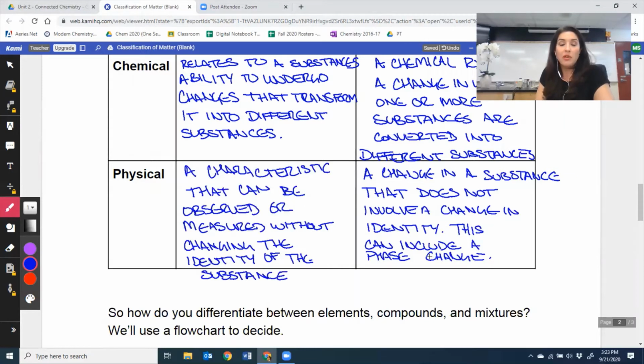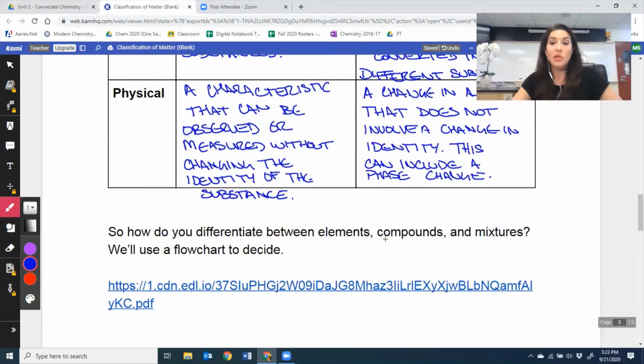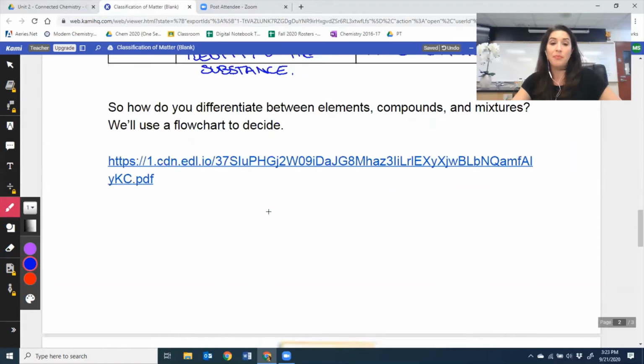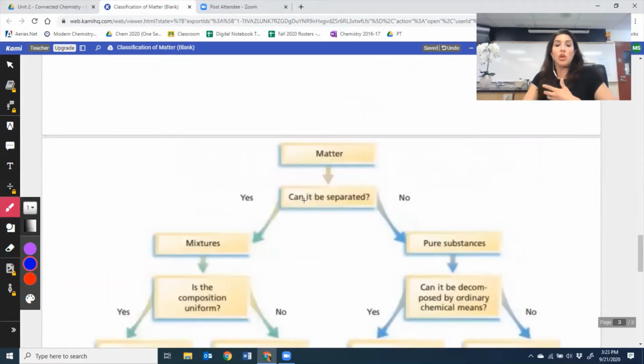Okay, so how do we tell? How are we able to differentiate between elements, compounds, and mixtures? We are going to use this flow chart to decide. So this flow chart comes from our text here. Starting at the top, we're talking about matter. We first ask ourselves, can it be physically separated? If yes, it can be physically separated by boiling, by sorting, by separating in some manner, then we're talking about something that is a mixture.